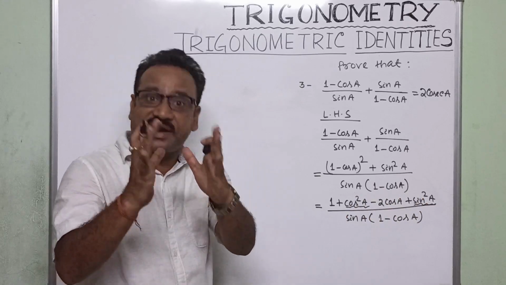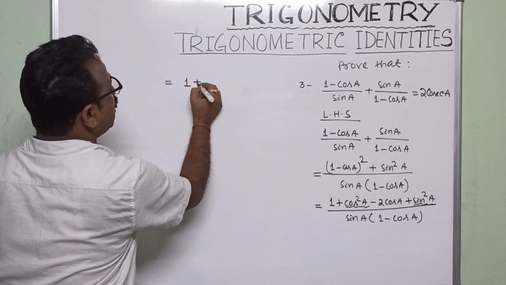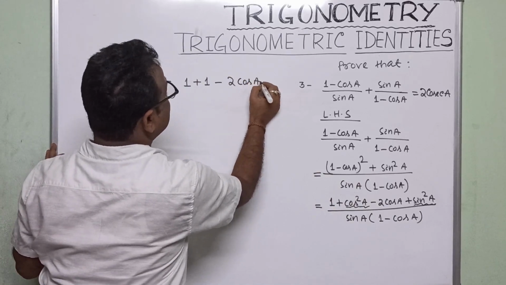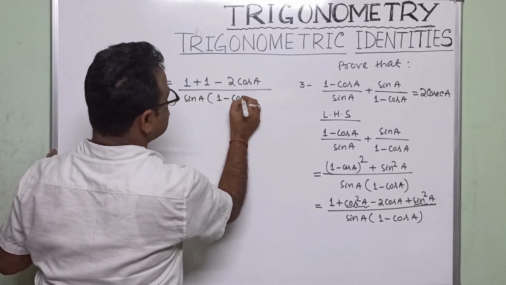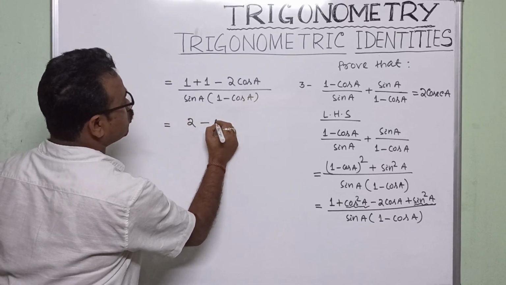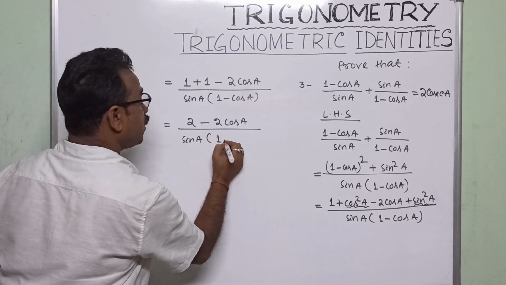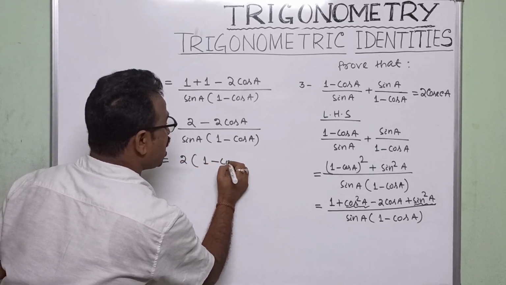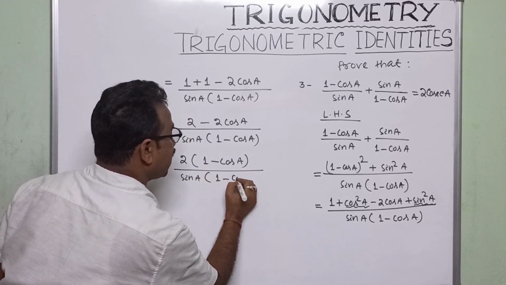Cos square A plus sin square A is equal to 1. From identity we know it. So that is equal to 1 plus 1 minus 2 cos A, whole divided by sin A into 1 minus cos A. That is equal to, 2 common, 2 minus 2 cos A by sin A into 1 minus cos A. That is equal to 2 common, 1 minus cos A by sin A into 1 minus cos A.